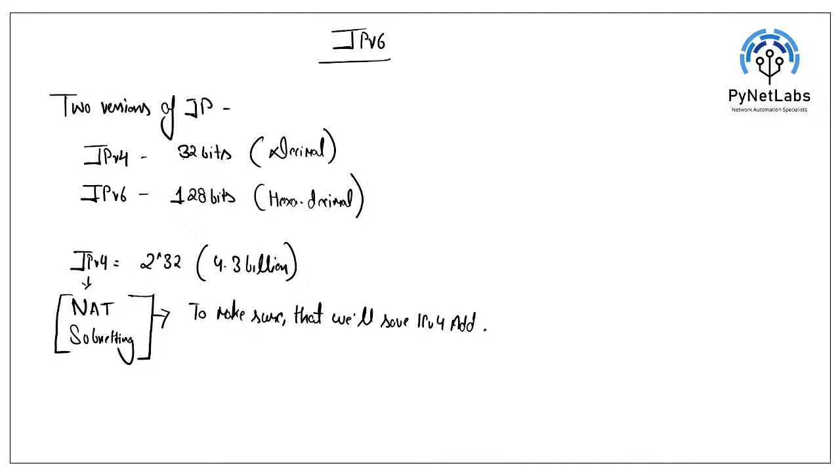So after these solutions were invented, there was something launched as the IPv6 address. This IPv6 was launched and announced in 1999, in the month of June.